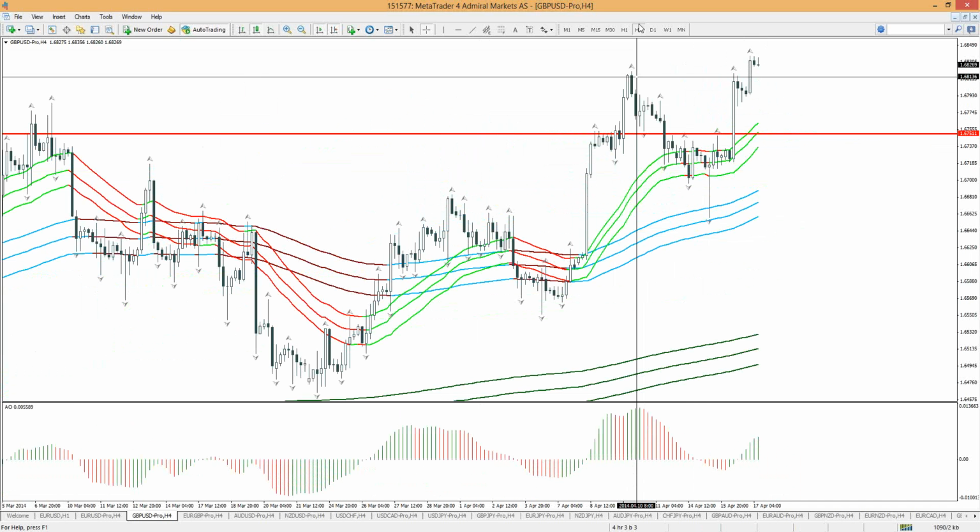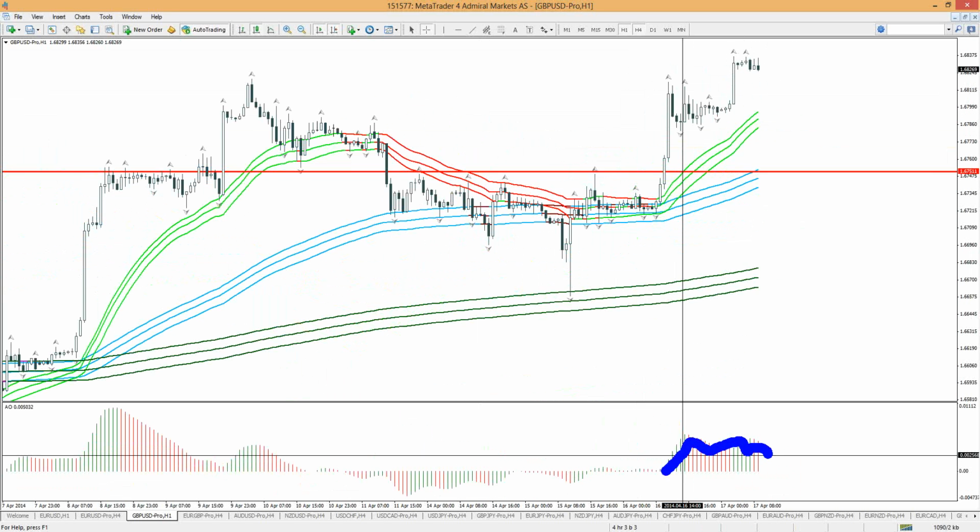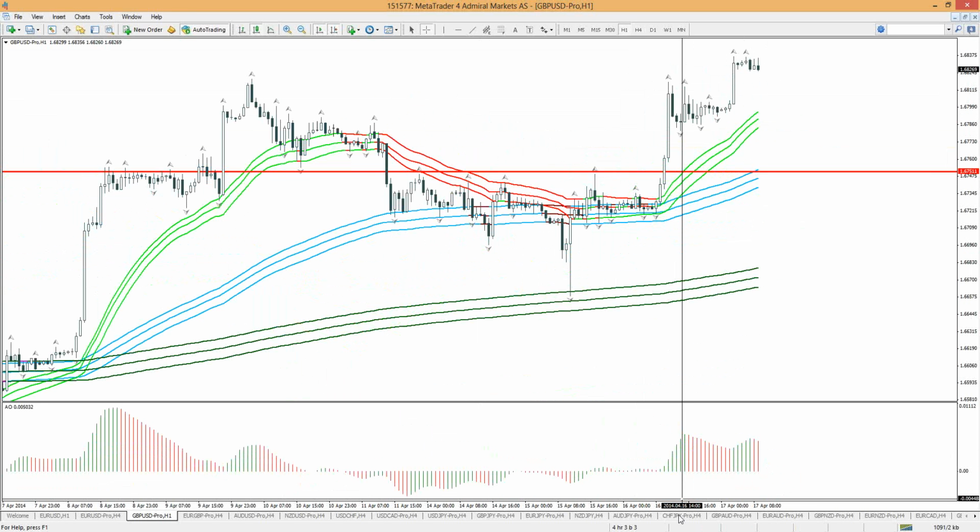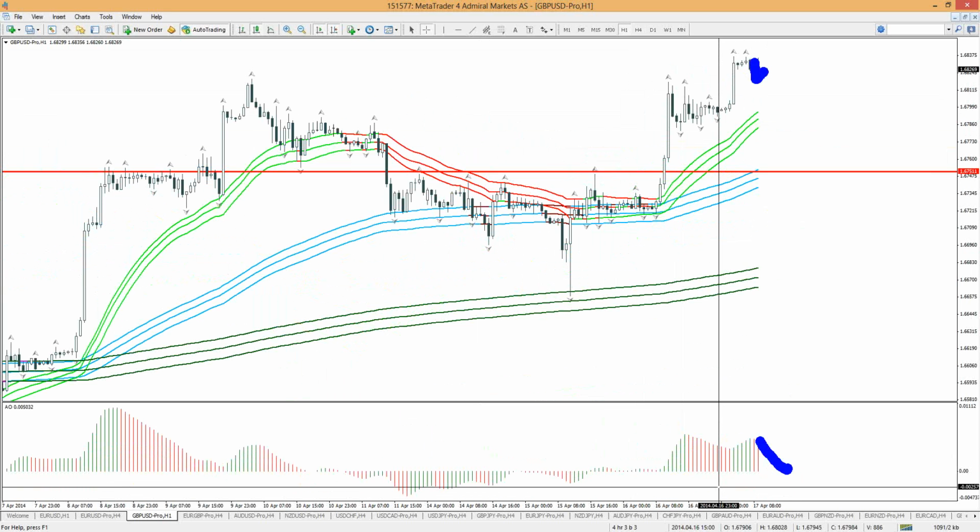Also, if you look at the hourly here, we already have this turn on the oscillator. We could see the 1 hour oscillator go back to the 0 line, which means we could see some correction, I would say, maybe back to the support. I would be cautious with the pound. There's also pretty heavy divergence on other oscillators as well.